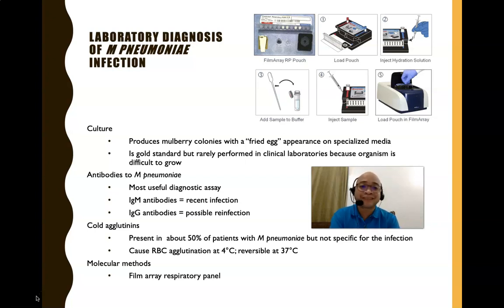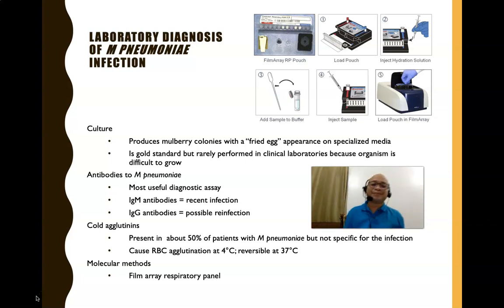It was developed by Neil Friis. So they actually call it Friis medium, although there are now many commercially available culture medium for Mycoplasma pneumoniae. So it's still considered as a gold standard, but rarely performed in clinical laboratories because, again, it's quite difficult to grow. So that's the reason why many instead would opt to assay for the antibodies for Mycoplasma pneumoniae. So it's considered as the most useful diagnostic assay wherein IgM antibodies means recent infection, IgG antibodies means possible reinfection.